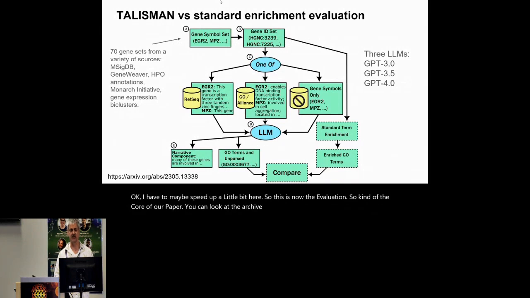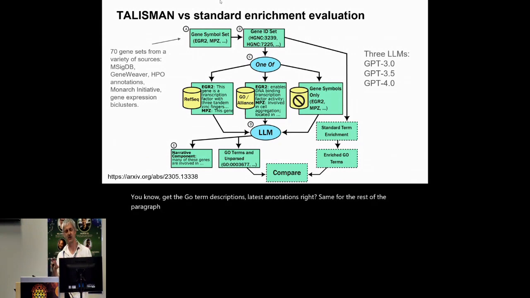We start with 70 gene sets from a variety of sources, all curated or supported with very strong data patterns. We have 3 different versions of GPT: 3, 3.5, 4, going over time. We take the gene symbols from the sets and find their gene identifiers, so standardized identifiers. That's important for the next step where we create the context data, so we can go to another resource and get the GO term descriptions and latest annotations.